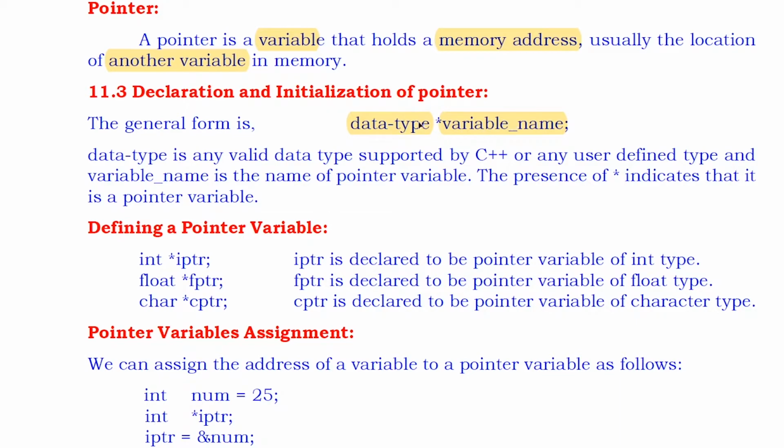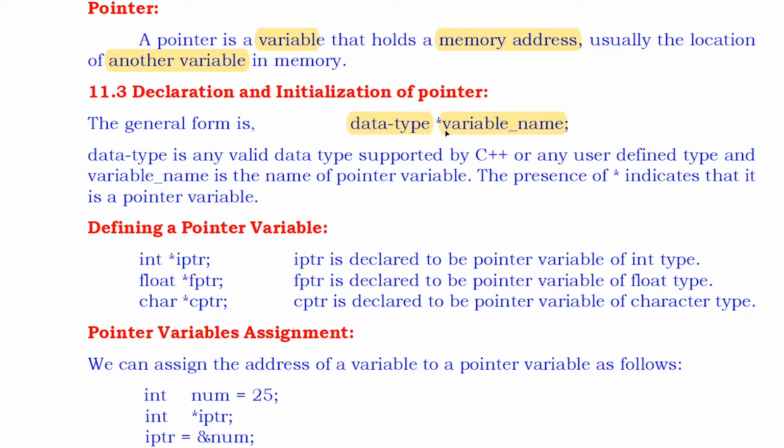So what does the data type signify here? This data type is used to identify the type of variable to which the pointer is pointing. For example, if it is int, meaning integer, this pointer can hold the address of any integer variable. If it is float, it's float. So the data type can be any data type, whether simple, derived or user defined, any type of data type supported by C++.